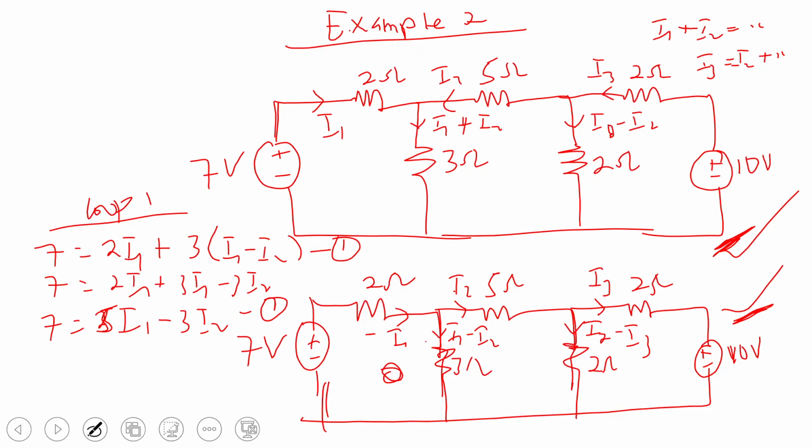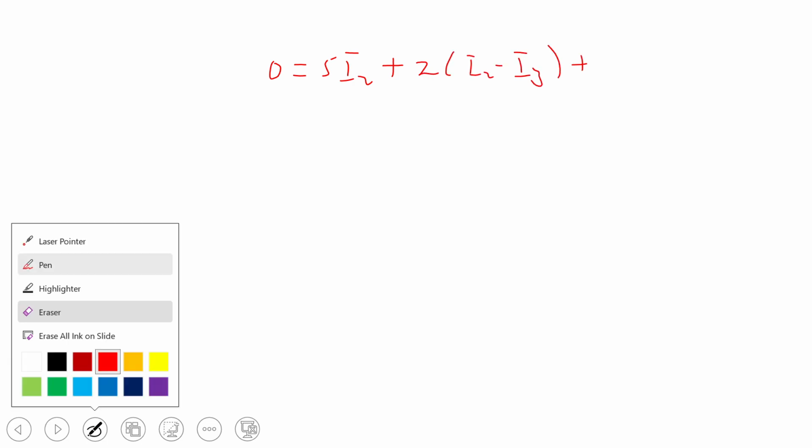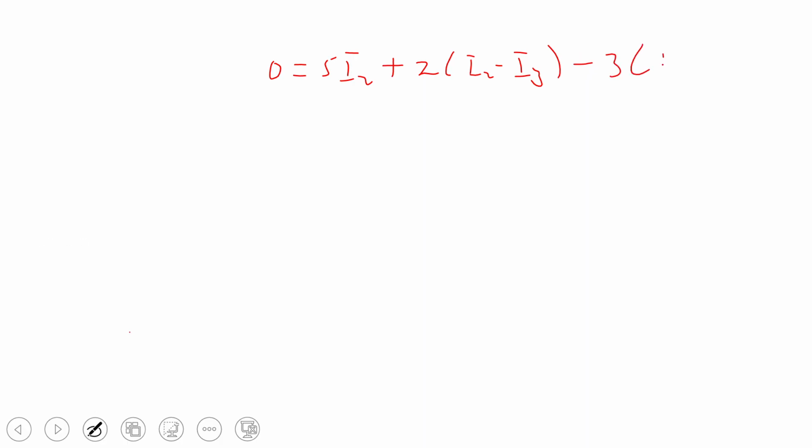Now, I want us to look at equation 2, which is this loop, and I want us to go in the clockwise direction. Let's write that on the next page. So here will be what? 5I2. Then here will be 2 times I2 minus I3. And here will be what? Minus 3, because I'm going against the arrow direction, I1 minus I2. So we are going to have 0 equals 5I2 plus 2 times I2 minus I3, then minus 3 times I1 minus I2. This is equation 2.